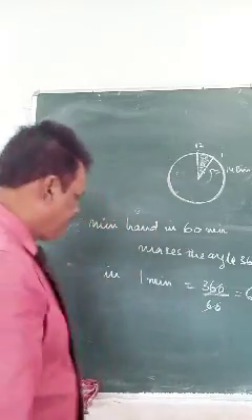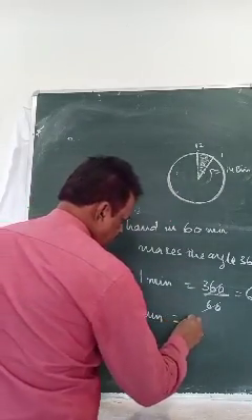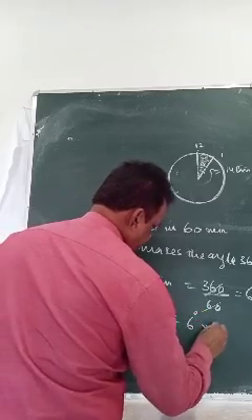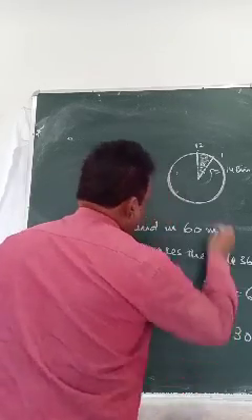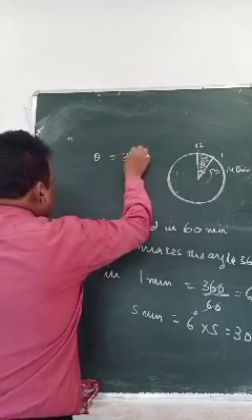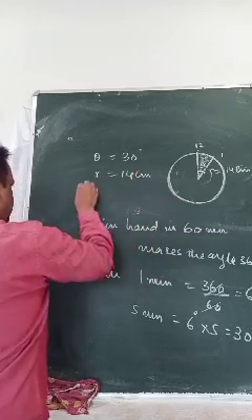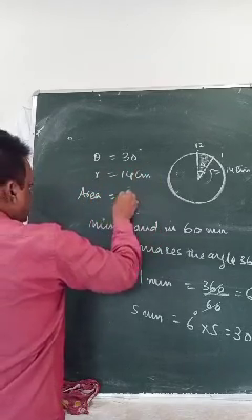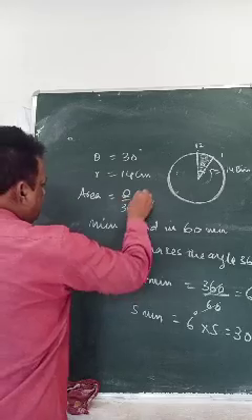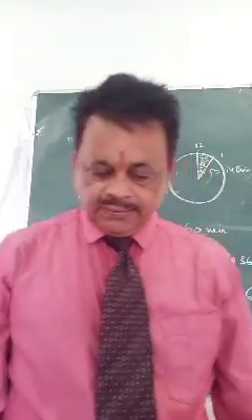5 minutes. So 5 minutes, 6 degree into 5, 30. That means this became 30 degree. So theta is now 30 degree. R equals to 14. So area is theta by 360 pi r square. Try to complete it. Okay.